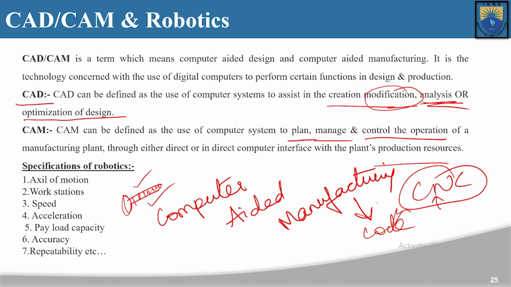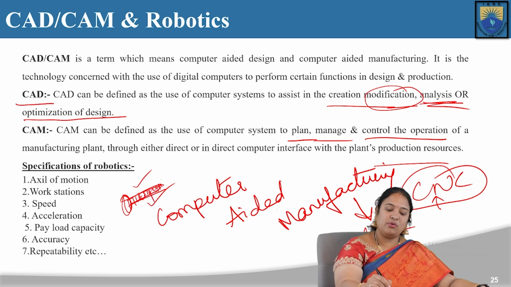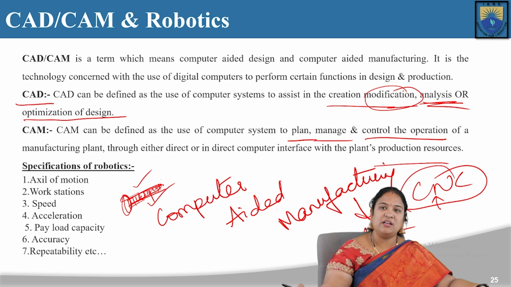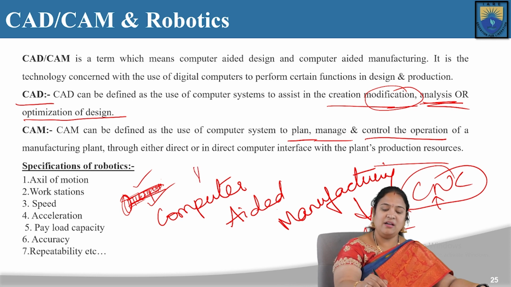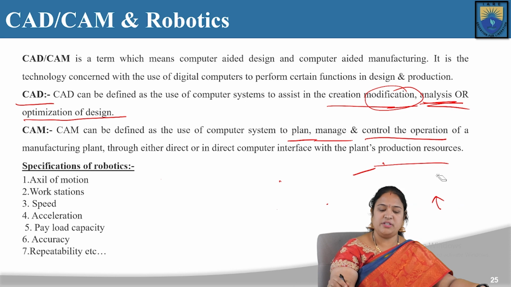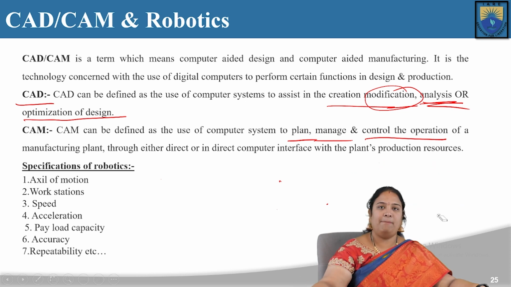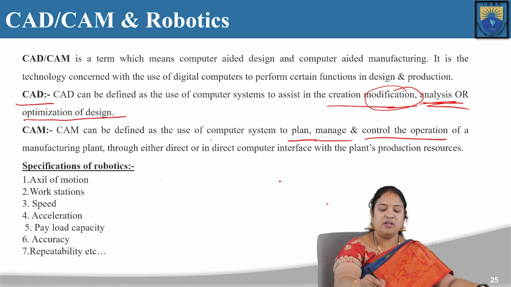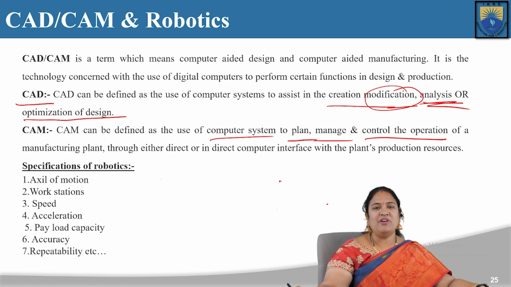That is, initially it will design the product. The next code is to thread the product. The next code is to give the finishing to that particular product. So whatever is the requirement to be done on that particular product, that will be given in the form of programming to the CNC machine with the help of the coding system, and we will be getting a final product. So here we are planning, managing, and controlling the operation of a manufacturing plant with the help of a computer system, right?